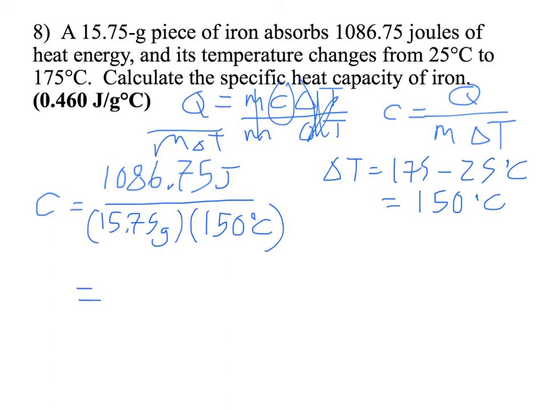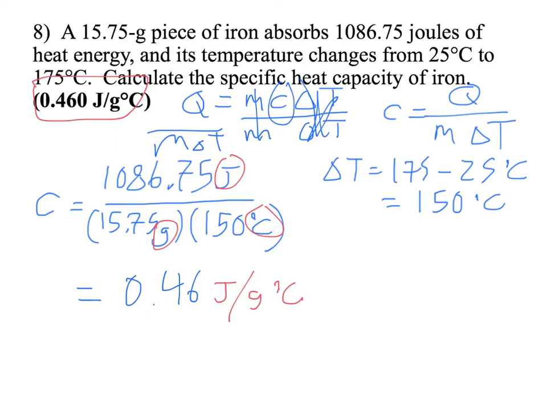When we take this number and do the math, we end up with 0.46. And if we look at our units up here, we have joules, we have grams, we have degrees Celsius, nothing cancels, so it's joules per gram degrees Celsius. Now I noticed that up here they put 3 significant figures, and they gave us 4 here for the mass, and they gave us 6 significant figures here. When we look at these numbers here, like 175, that looks like 3, and this looks like 2.